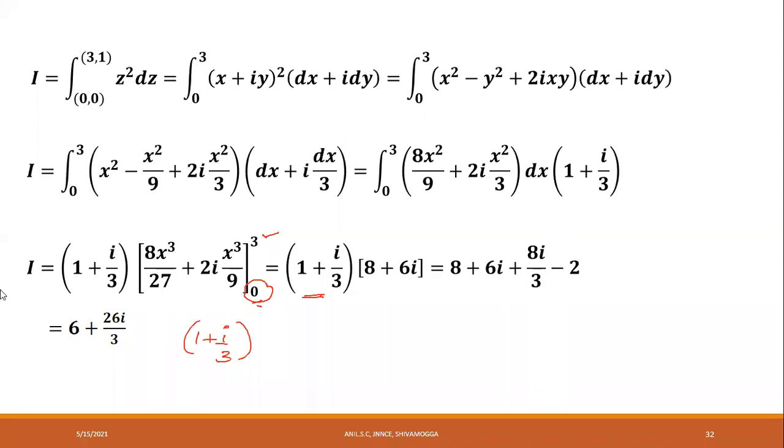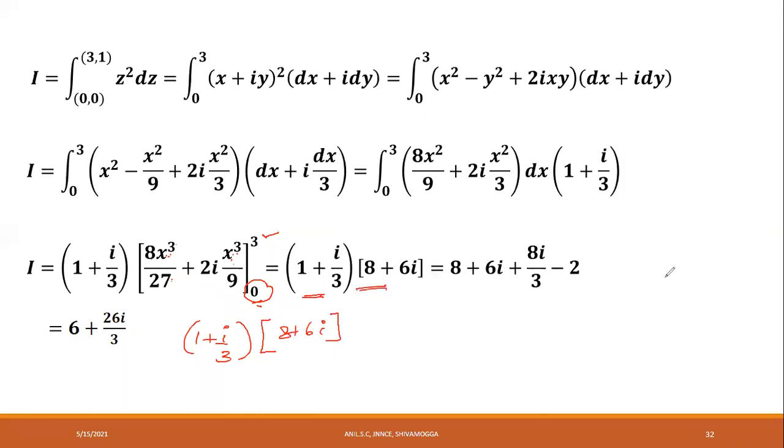Yes. You keep this 1 plus i by 3 as it is, and for the rest, apply the upper limit x is equal to 3. 8 into 3 cube is 27 divided by 27, which is 8. And here, put x is equal to 3. 3 cube is 27, 27 by 9 is 3, 3 into 2i is 6i. So 8 plus 6i.